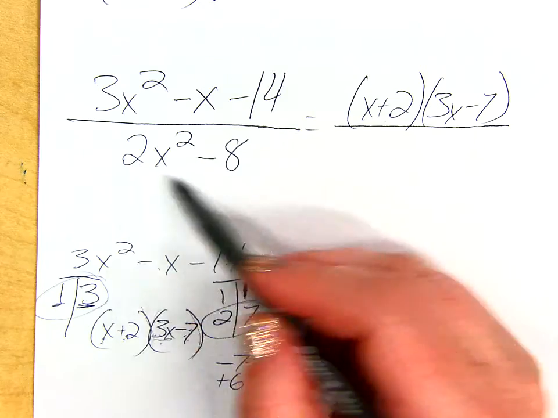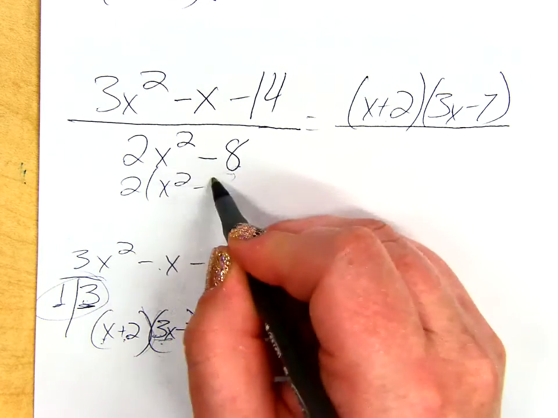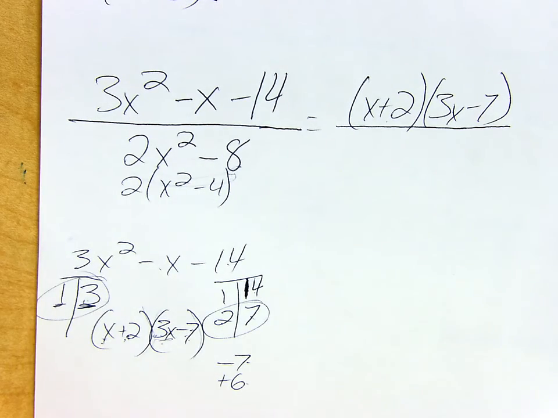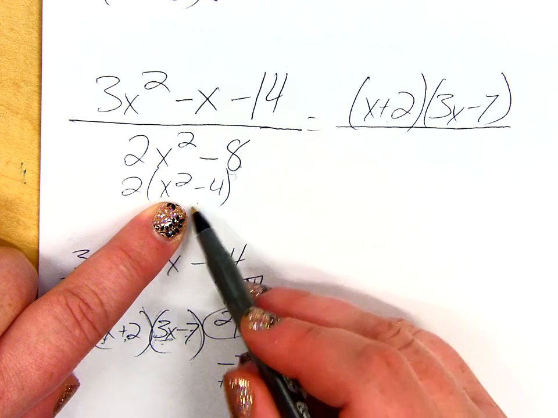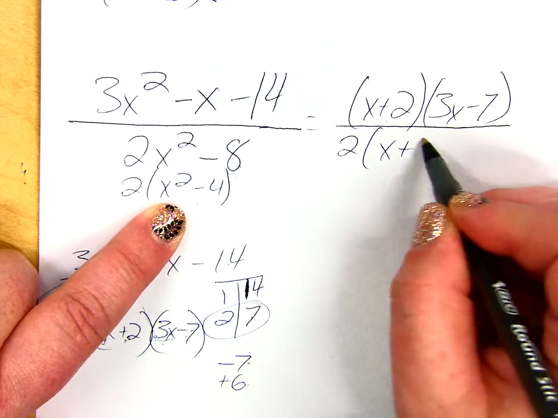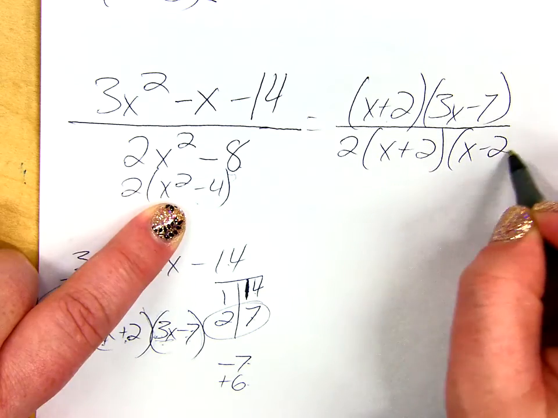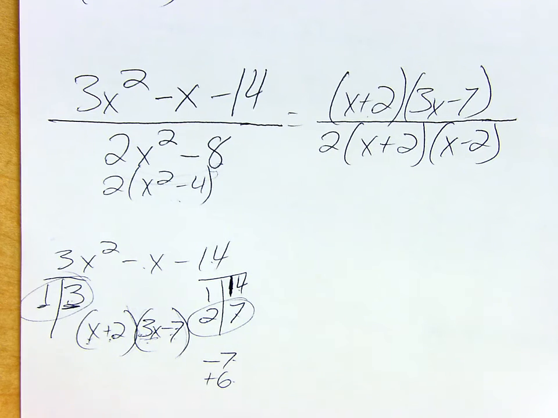What can you do with this thing? Take out a 2, and then I'm left with x squared minus 4. Can I? Exactly. Now it's the difference of two perfect squares. So it splits again. So this becomes 2 times x plus 2 times x minus 2. That's the denominator completely factored.